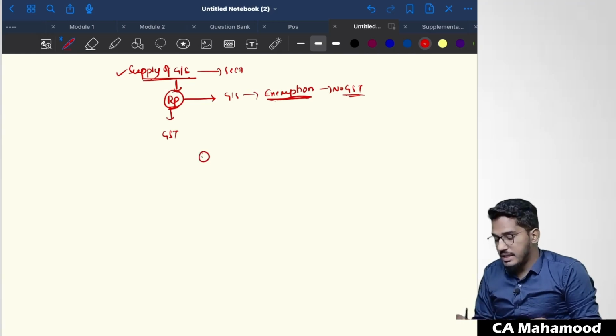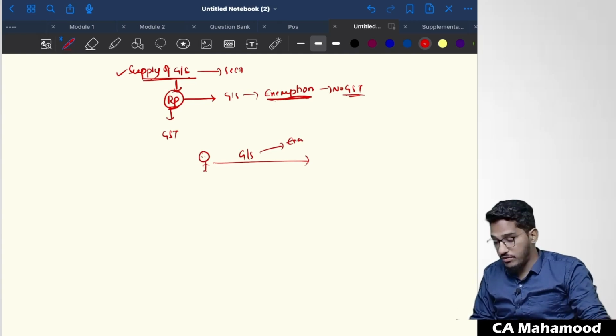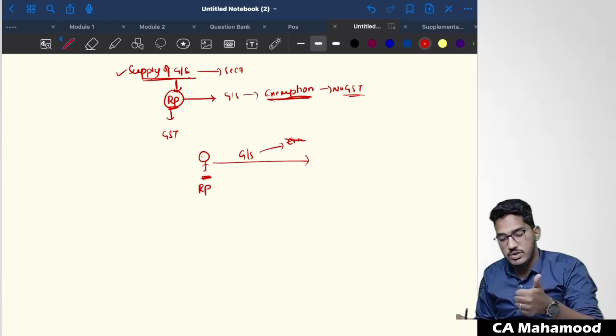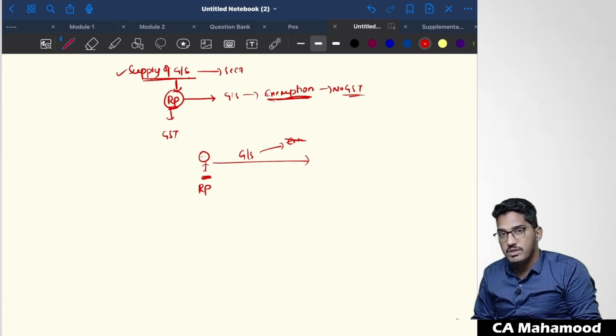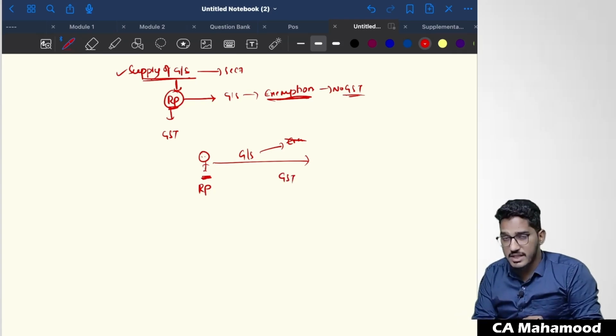So take for example, there is a supplier. He is making supply of goods or services. These goods and services are not falling under exemption. There is no exemption here. So that means GST will be levied here. And the supplier is a registered person. So he's making a supply of goods or services which are not falling under the exemption category, and whatever supply he is making, on that GST he has to collect.